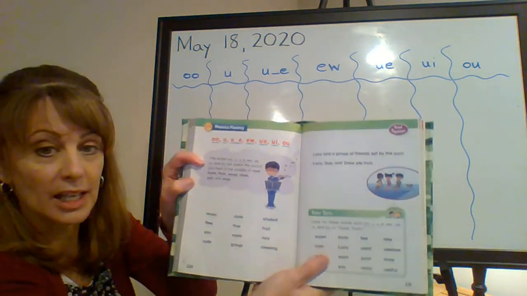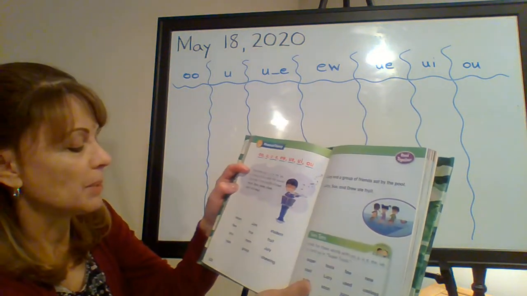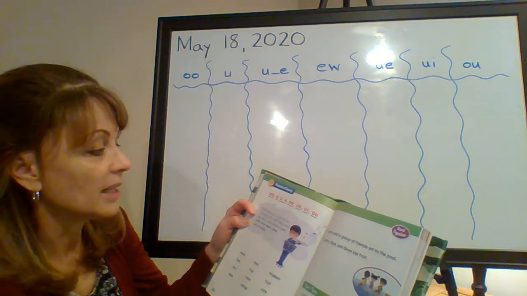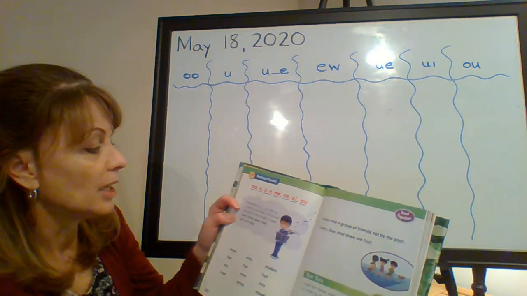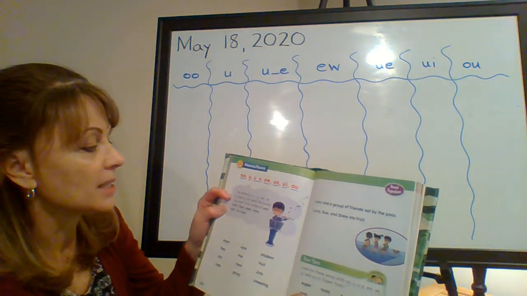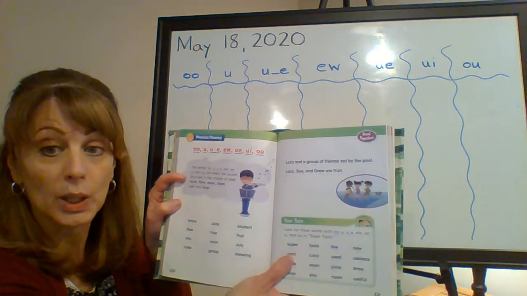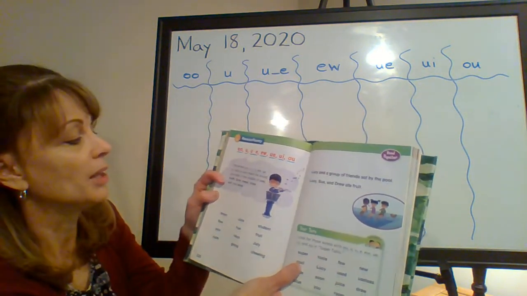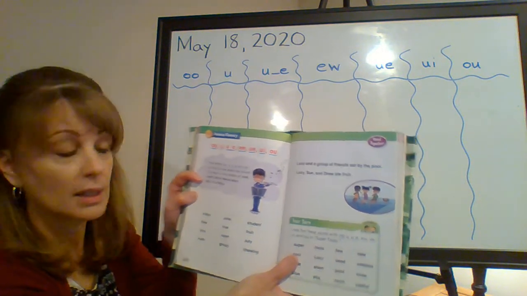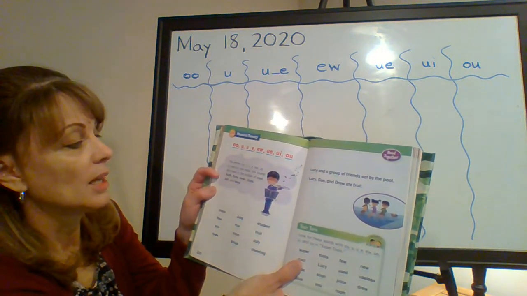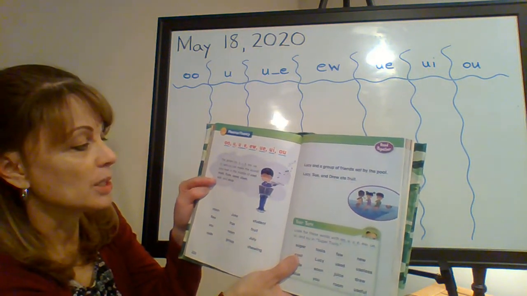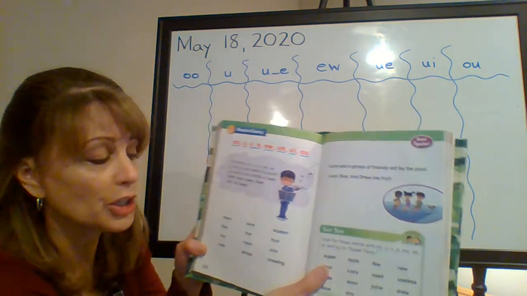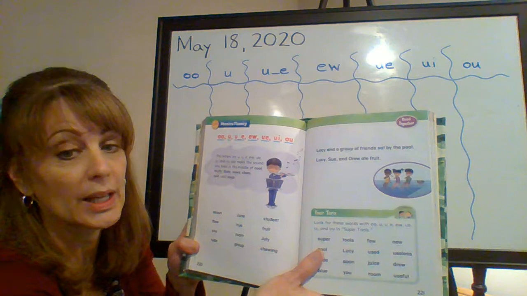But it says here, follow along in your Reader Writers Workshop on page 220. The letters O-O, U, U consonant E, E-W, U-E, U-I, and O-U can make the sound you hear in the middle of cool, say cool, truth, say truth, flute, news, clues, suit, and soup. And you can see every one of those. If you close your eyes, you're going to hear the same sound of oo in those words.